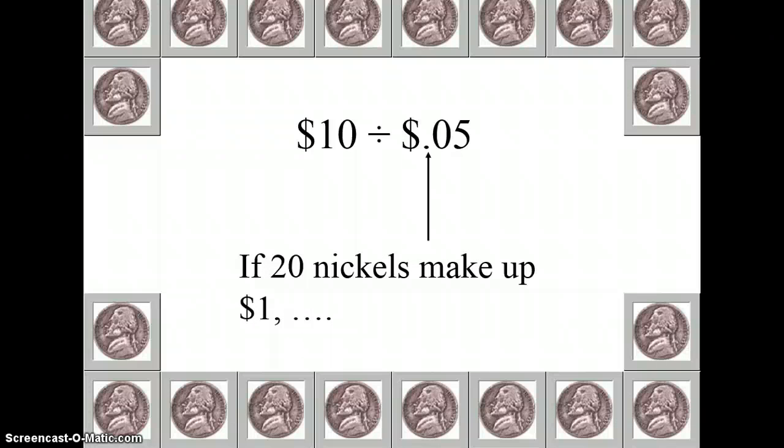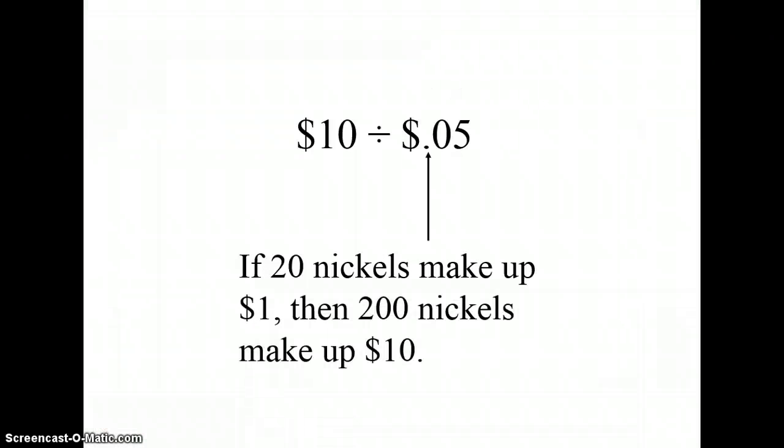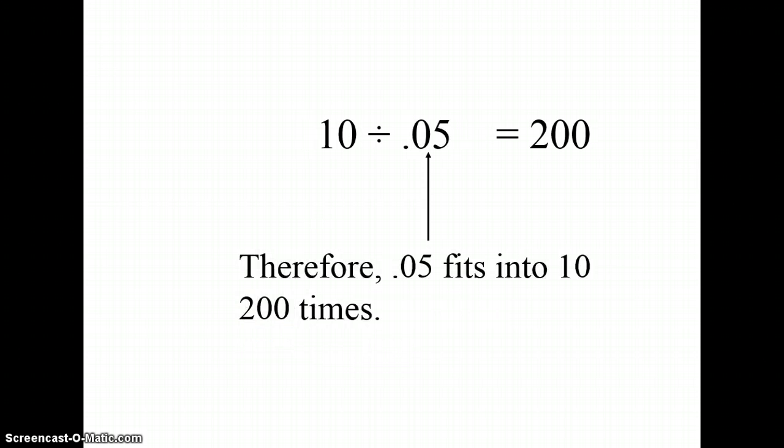Well, if 20 nickels make up $1, then 200 nickels make up $10, because to get from $1 to $10, I multiply by 10. So whatever I do to one part of my problem, I have to do to the other part, right? Or I can think of it this way. 5/100 fits into 10 200 times. Keep that in mind as we move on.